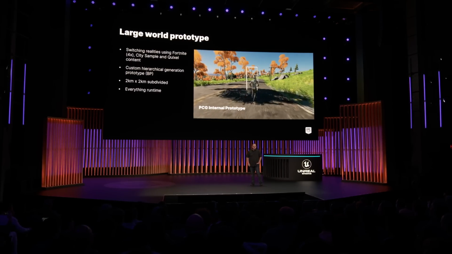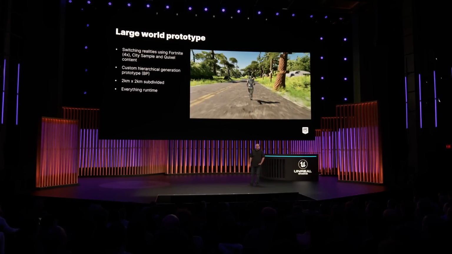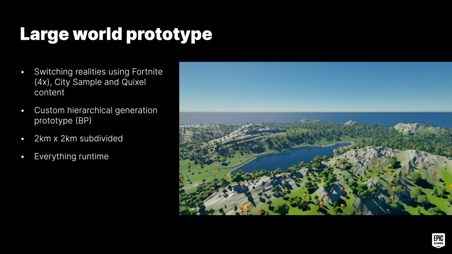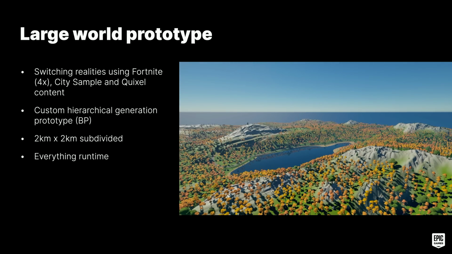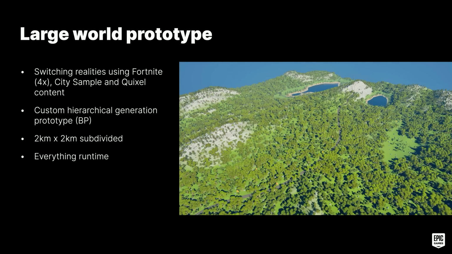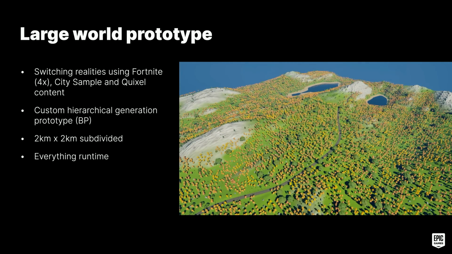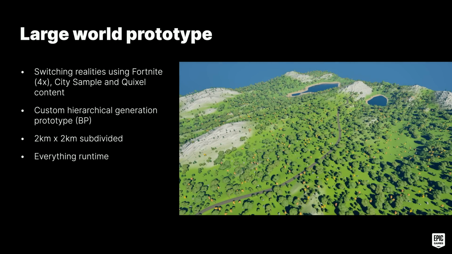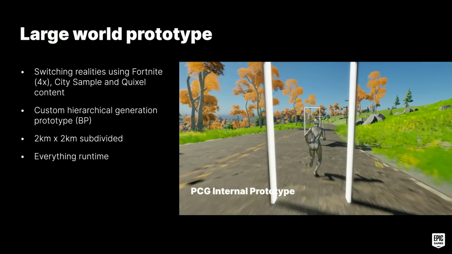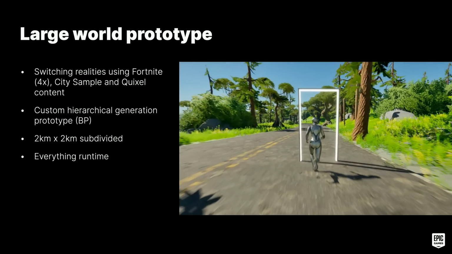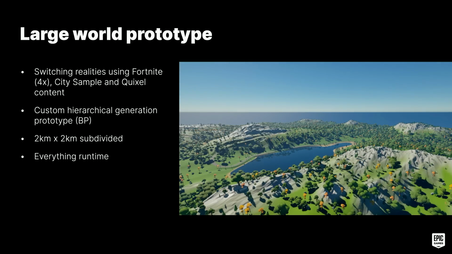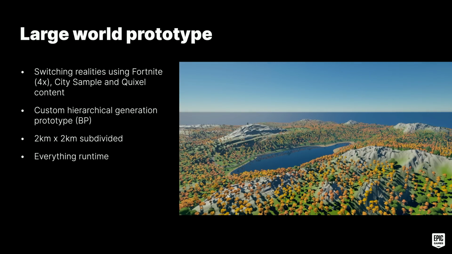Next, we wanted to tackle scale and speed at a much higher density in a large world. The demo was about switching realities using Fortnite, City Sample, and Quixel content. Here in the video, you can see the Fortnite variants being generated live during gameplay. It is made of a single PCG rule with 4 different presets, and they're applied when the player goes through those portals.